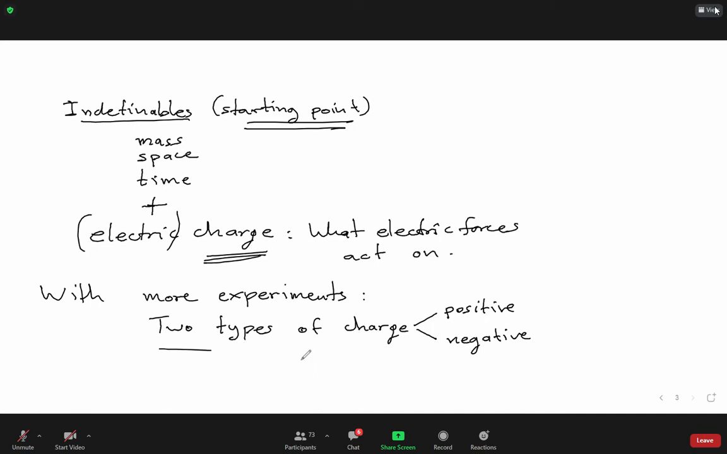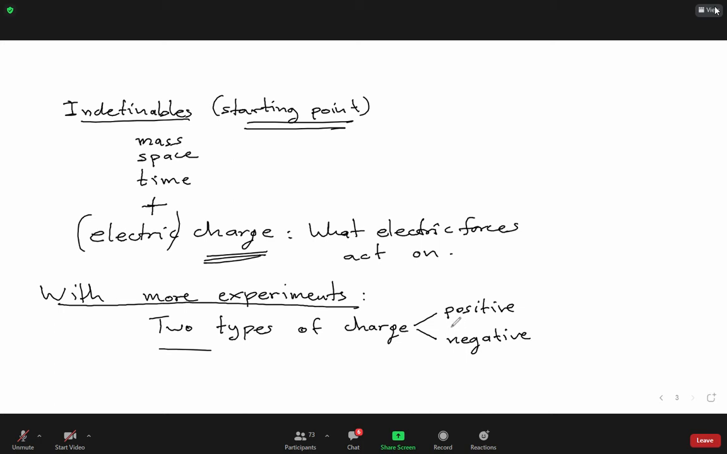Would I know that without experimenting? No, of course not. I would have to perform experiments in order to know these things, right? Experiments are required. Otherwise, I would not know that there are only 2 charges. Maybe there would be 1, maybe there would be 100, I don't know. But it happens that we have only 2, and we call them positive and negative.